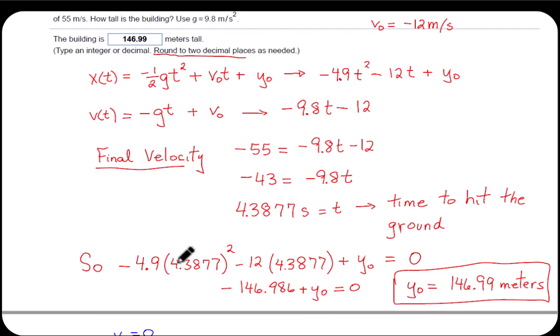So how tall is the building? All right, well, let's see. So you plug this into my position function, and we find out that the initial height is going to be 146.99 meters.